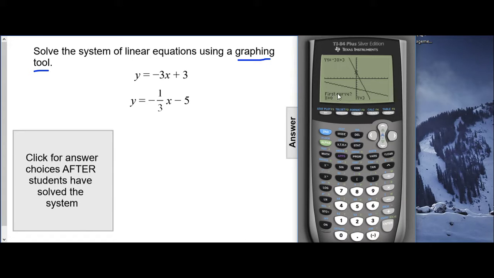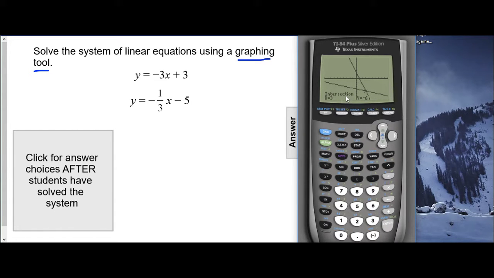Now it says first curve. That just means that your cursor, this little blinking dot, is on the first line. So it is, so we can hit enter. Second curve, or the second line: the blinking dot, the cursor is on it, yes. Now we're going to guess where the intersection is. So I'm going to use the left or right, in this case the right arrow, to go kind of where I think it is, around here, and hit enter.